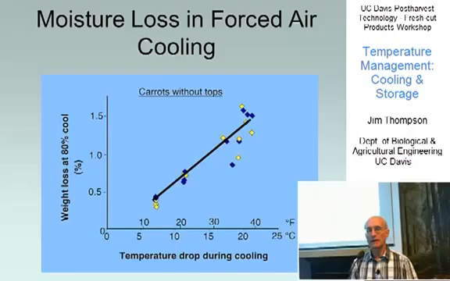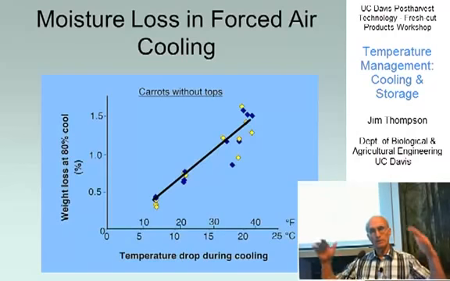Moisture loss. We do lose moisture in forced air cooling. This is a graph of some experiments we did with carrots many years ago. And you can see that the amount of moisture lost varied from about 0.5% of the weight of the product to 1.5% of the weight of the product. And the amount of water depends on the total temperature drop in the cooling operation. Okay? And that's the only factor that influences it.